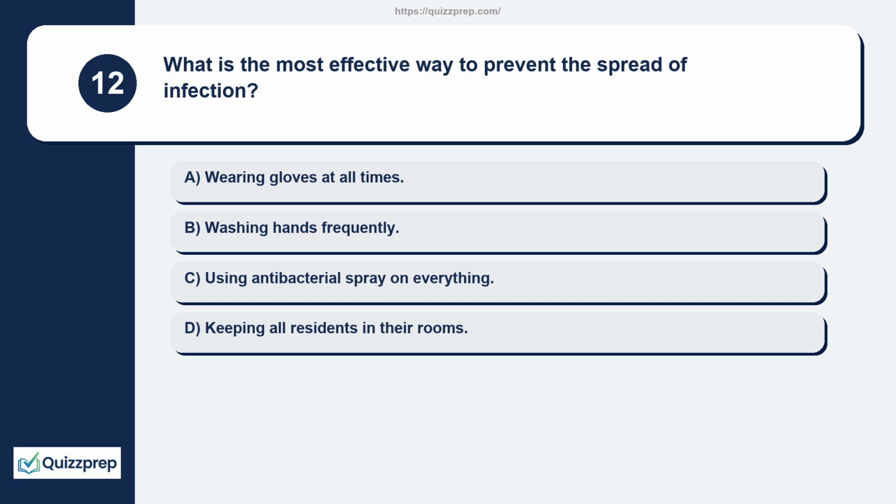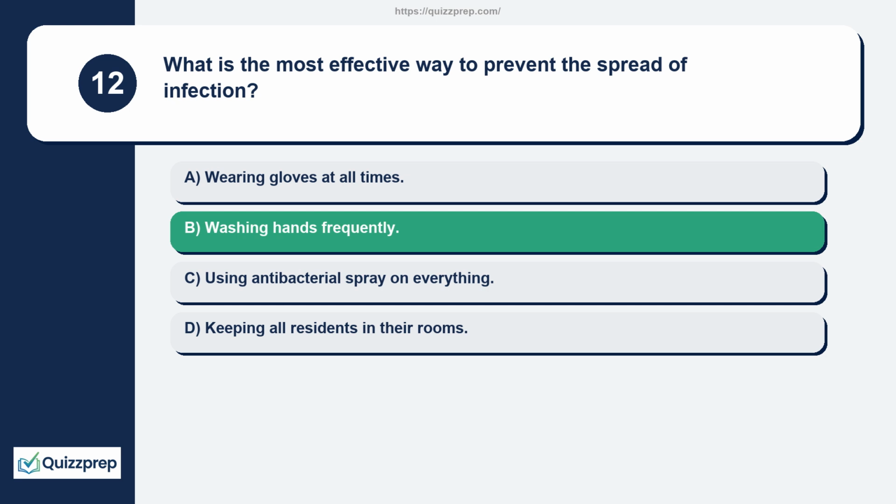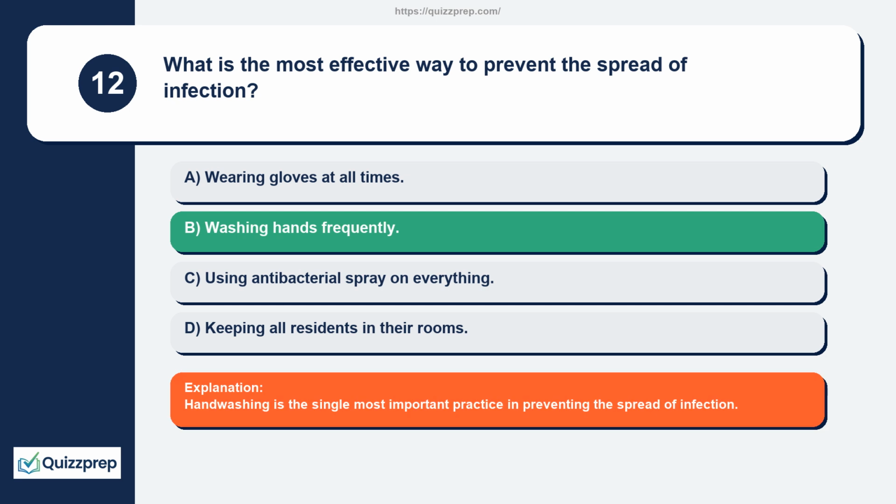Question 12. What is the most effective way to prevent the spread of infection? Wearing gloves at all times, washing hands frequently, using antibacterial spray on everything, keeping all residents in their rooms. Hand washing is the single most important practice in preventing the spread of infection.